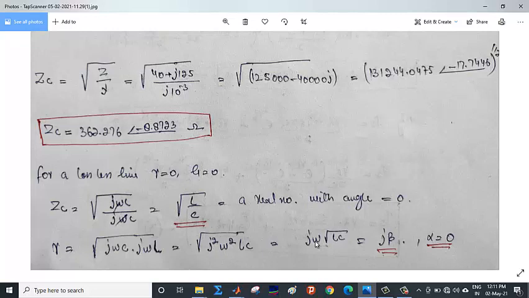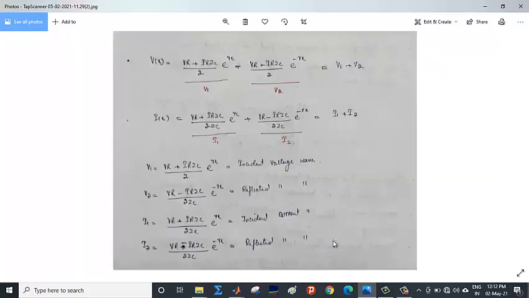We'll come to this again for a lossless transmission line as an approximation, but for the time being, you should keep in mind that this angle will always be negative. It will only be 0 when R is 0 and G is 0. Second thing, when R is 0 and G is 0, alpha is equal to 0 and beta is equal to omega root of LC.